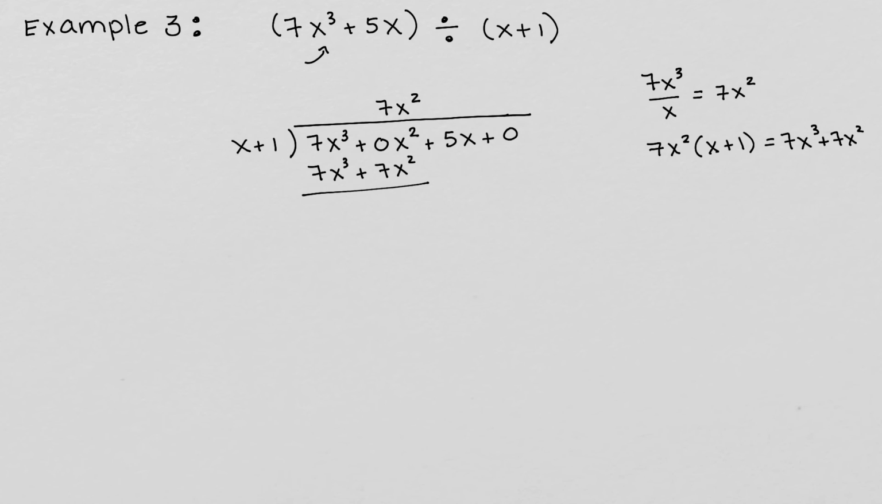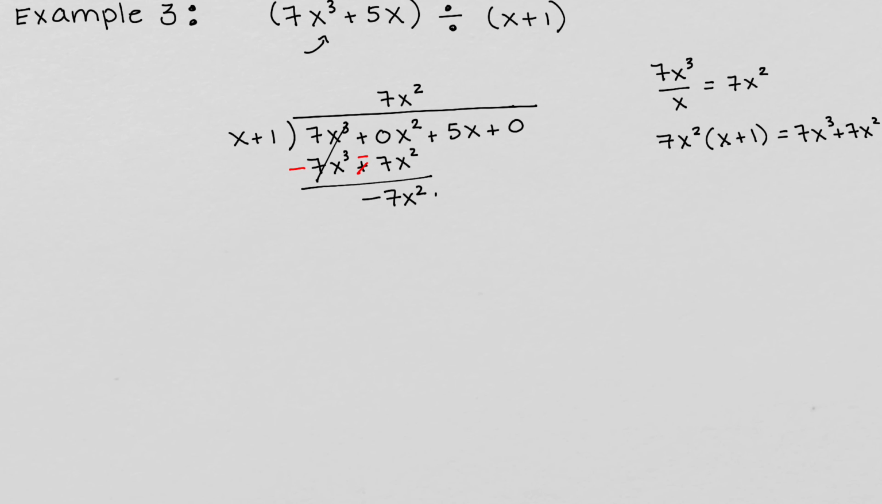And now I'm going to change my signs. And the 7x cubed minus 7x cubed cancels out. 0x squared minus 7x squared gives me a minus 7x squared. And I'll bring down that plus 5x.